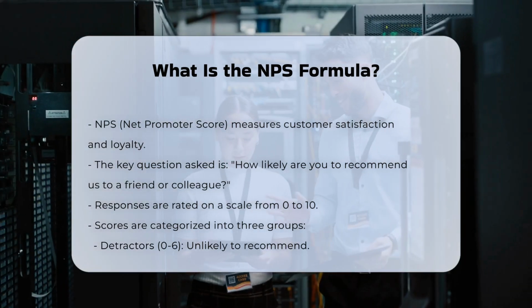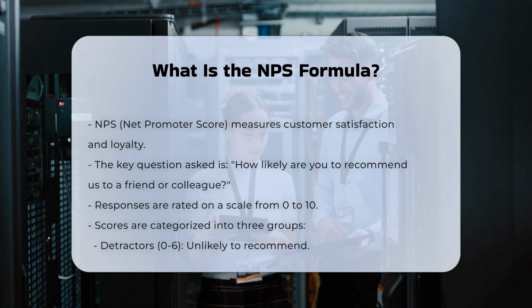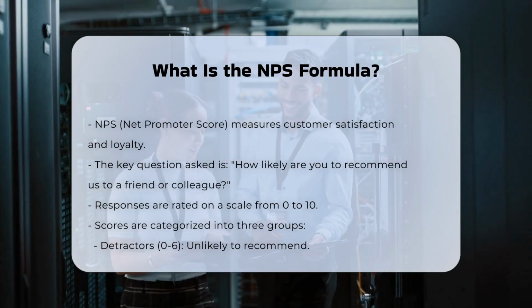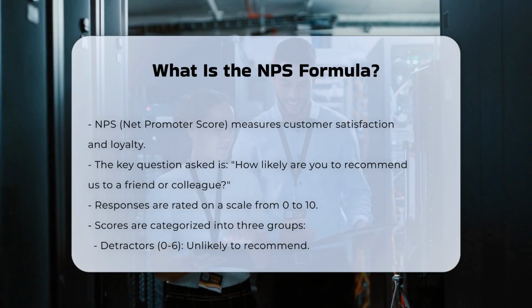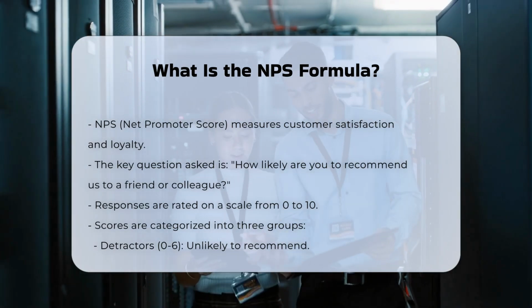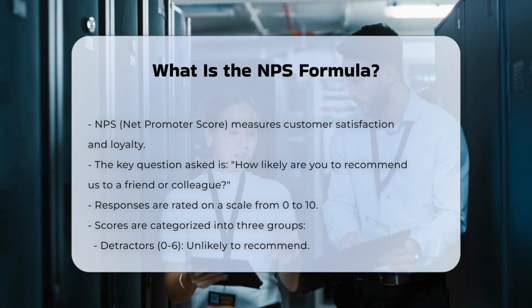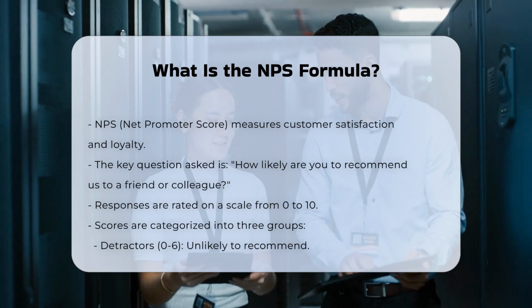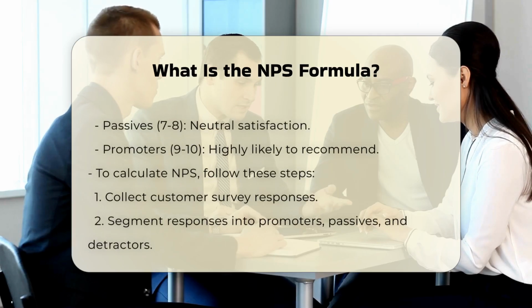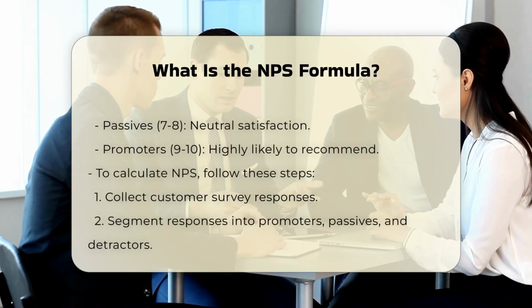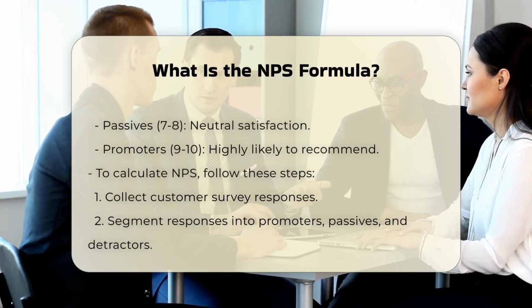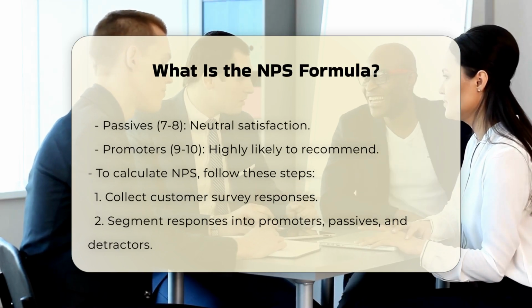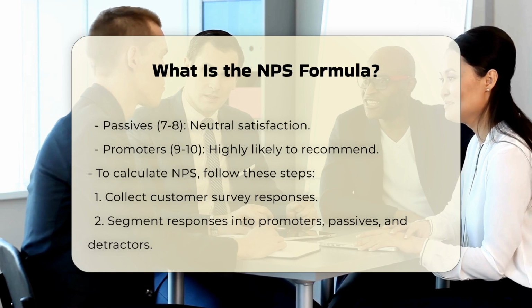The responses to this question are categorized into three distinct groups. Detractors, scores of 0 to 6. These are customers who are unlikely to recommend your product or service. Passives, scores of 7 to 8. These customers are neutral and neither particularly satisfied nor dissatisfied. Promoters, scores of 9 to 10. These are your loyal customers who are very likely to recommend your product or service.